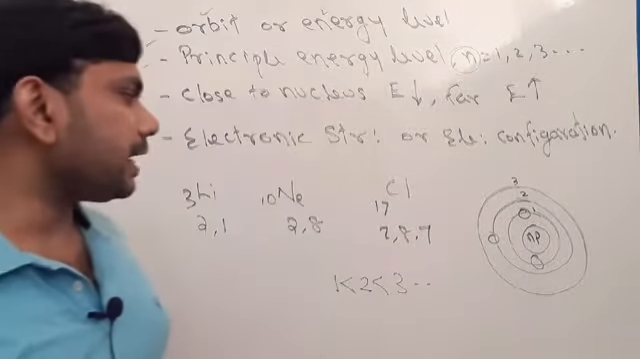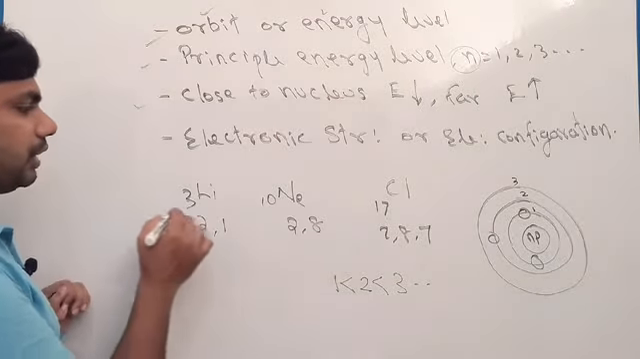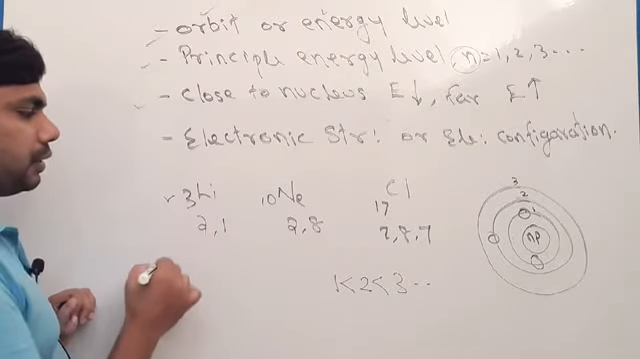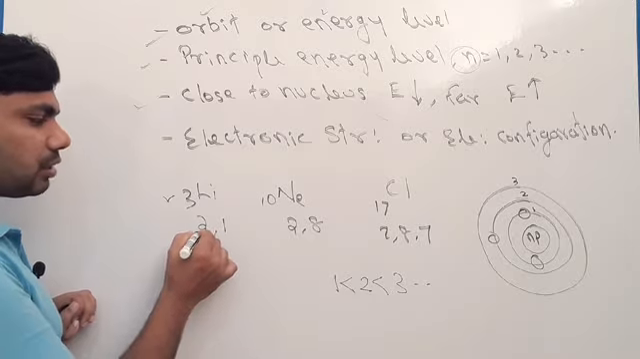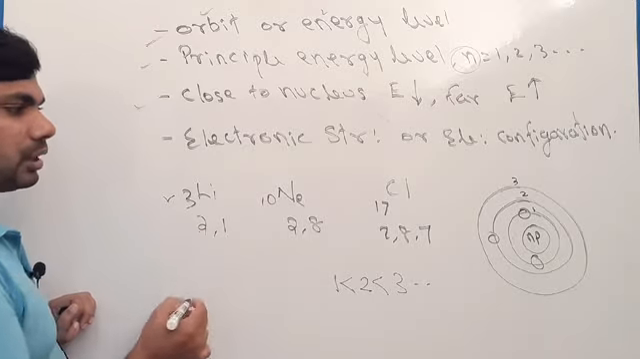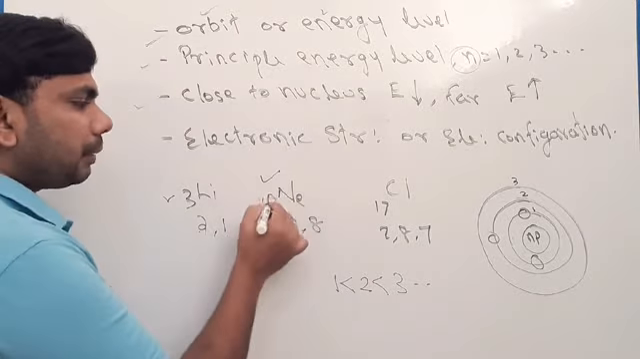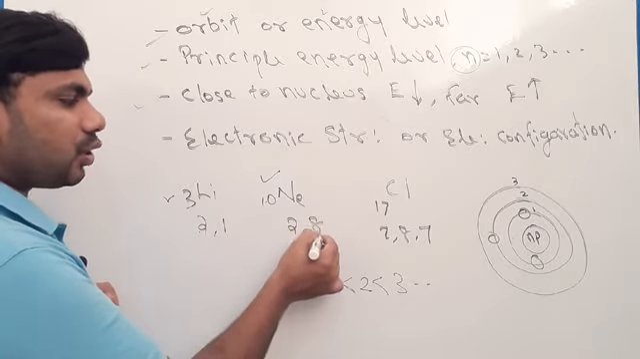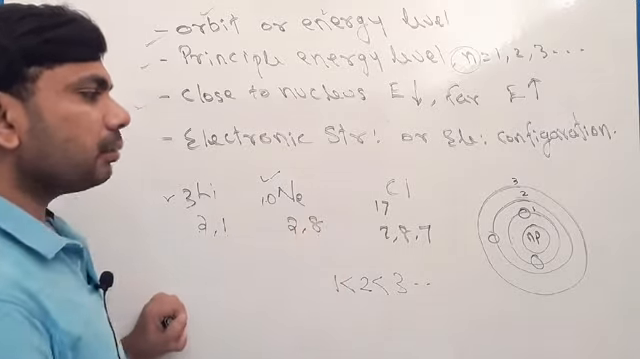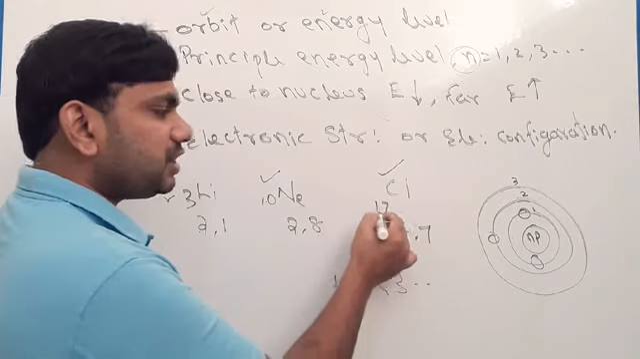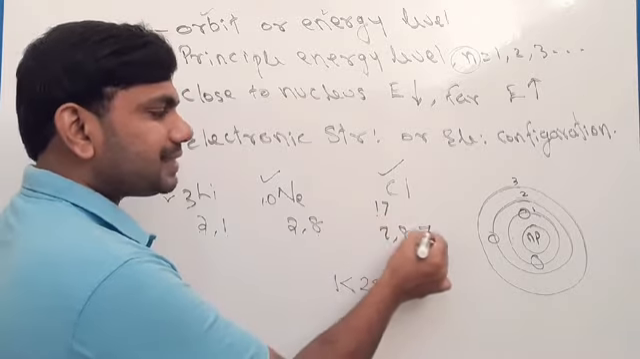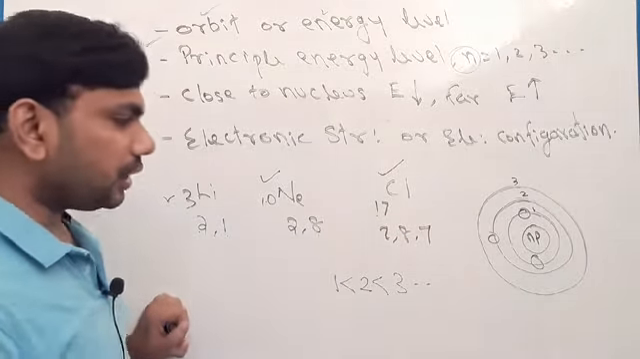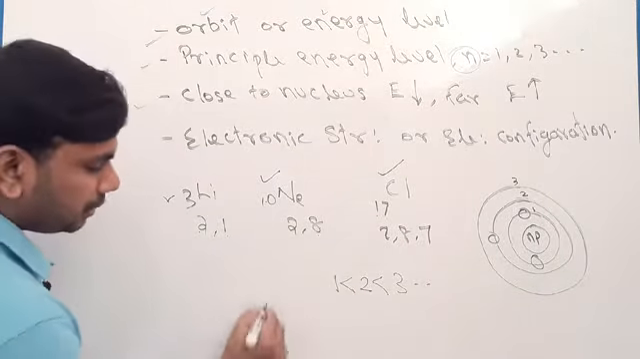See some examples here. Lithium, we know lithium has atomic number 3. So first shell 2 electrons, second shell 1 electron. Neon, atomic number 10. First orbit 2 electrons, second orbit 8 electrons. Similarly chlorine, 17: 2, 8, 7.